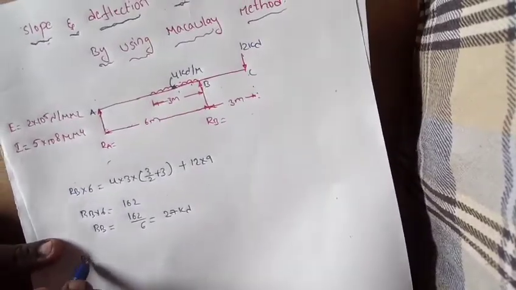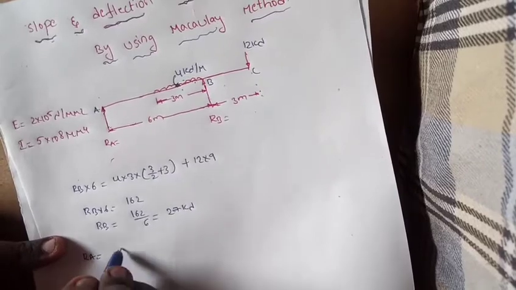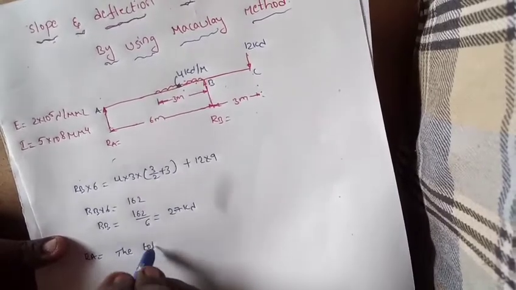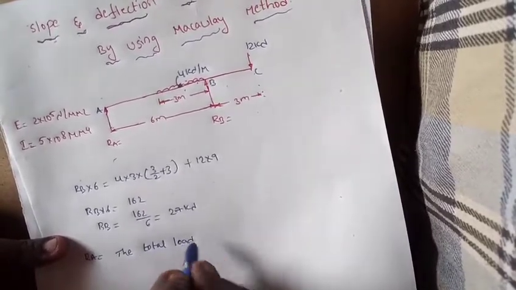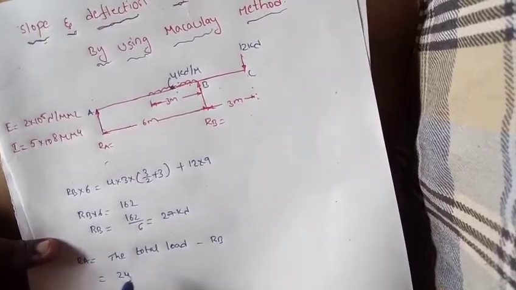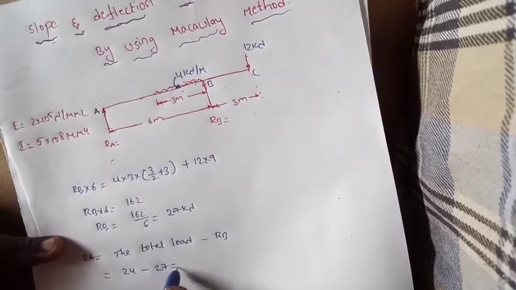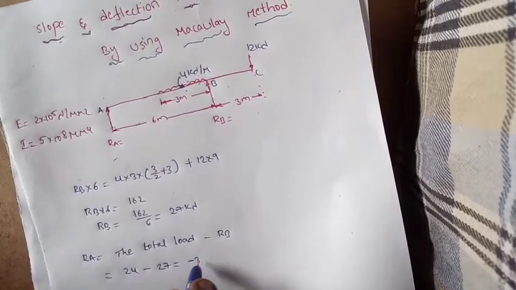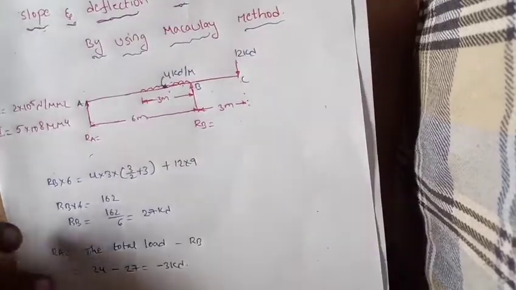Then RA is equal to the total load minus RB. The total load is 24 kilonewtons minus RB, which is 27 kilonewtons. So RA is minus 3 kilonewtons. Then after calculating the reactions, we have to note it here: RA is minus 3 kilonewtons and RB is 27 kilonewtons.